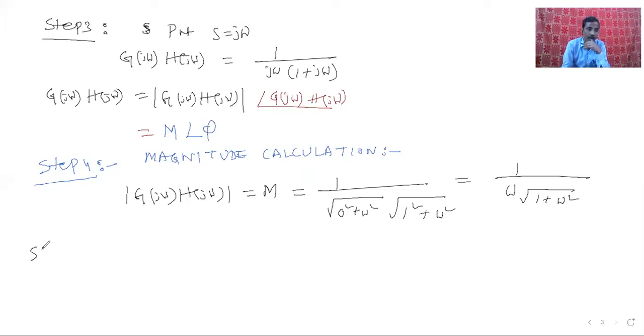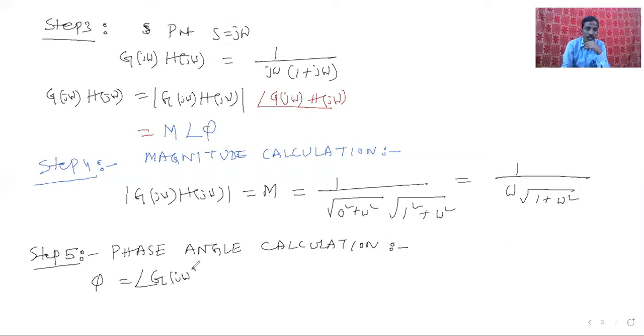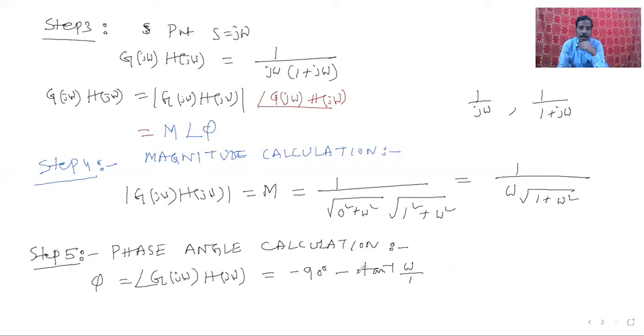Then phase angle calculation, step number 5. What is the phase angle? Phi equals the angle of G(j omega)H(j omega) equals minus 90 degree for 1 by j omega, and minus tan inverse B by A for 1 by (1 plus j omega), where B by A means omega by 1. So this is the phase angle. Phase angle equals minus 90 degree minus tan inverse omega by 1.